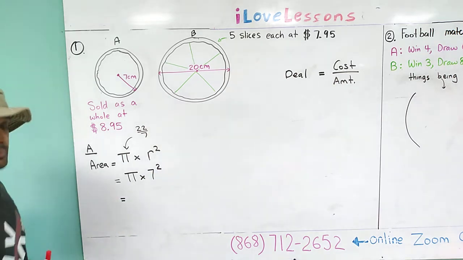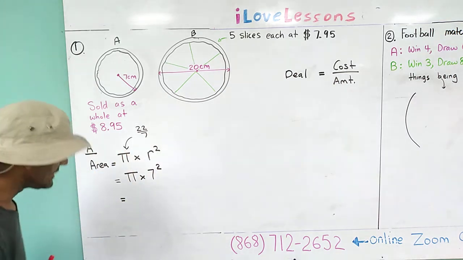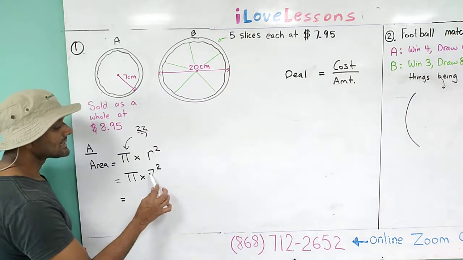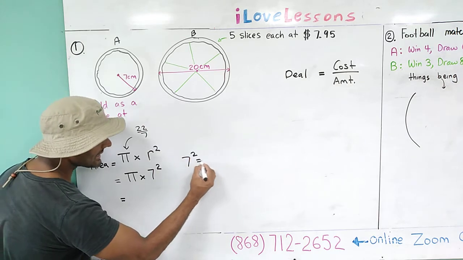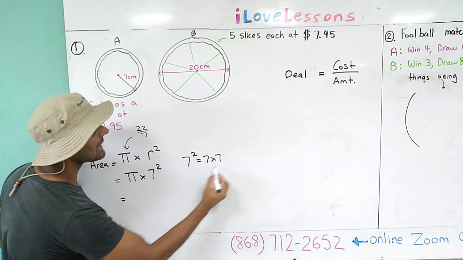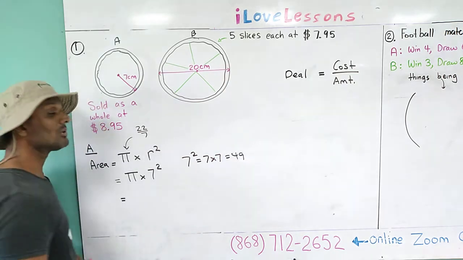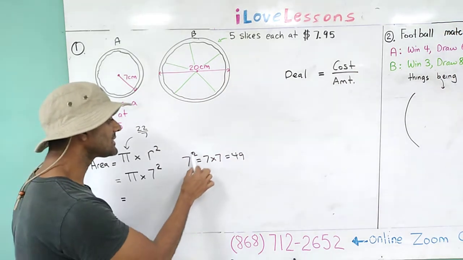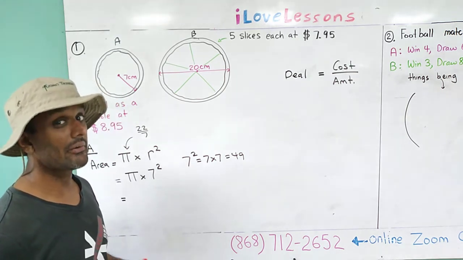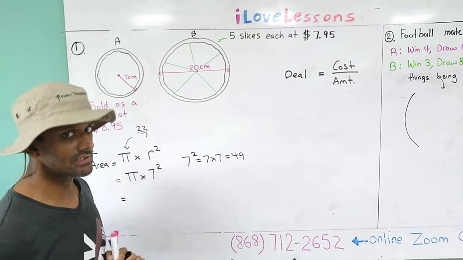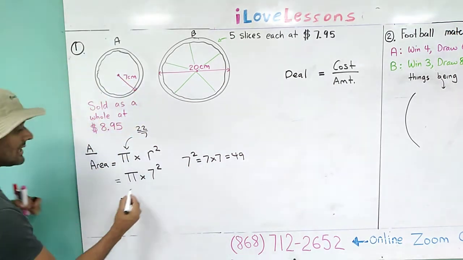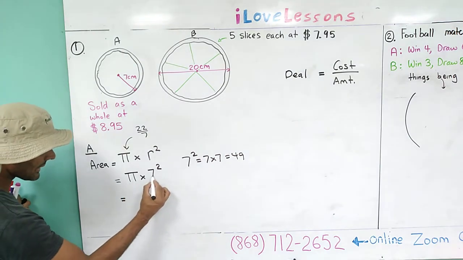Now I'm just talking from experience. A lot of students mix up squared and multiply by 2. 7 squared is 7 multiplied by 7, and this will be 49. Don't ever make the mistake and say 7 squared is 14. I know some of you watching this video are guilty of that right now. You made the mistake and said 7 squared is 14. 7 squared is 49. So this is pi multiplied by 49.